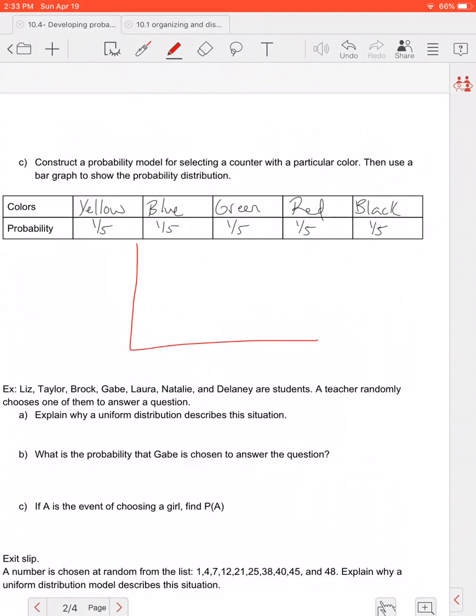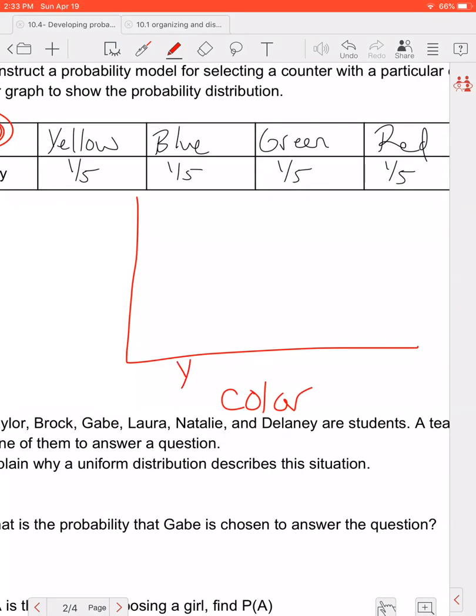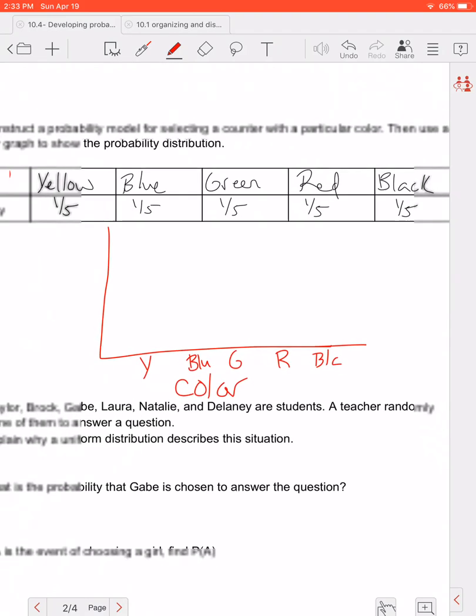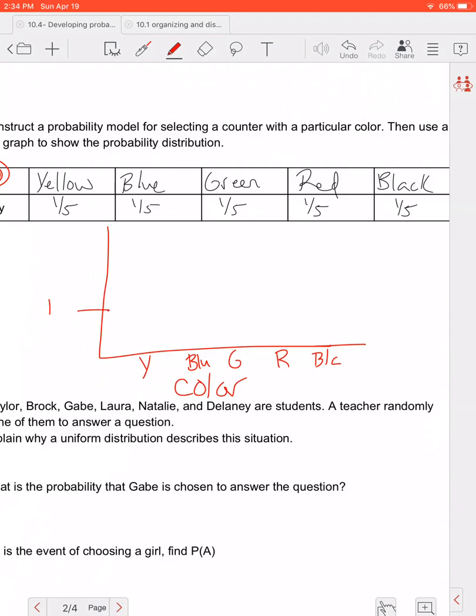So on the bottom, which when you have a chart like this, that's going to be your top one, is my color, right? So I'm just going to shorten this to yellow, blue, green, red, and we'll call this BLU. This will be BLA. Okay. Now, uniform probability, I have 1/5, and we'll do 2/5 just so we can see here.